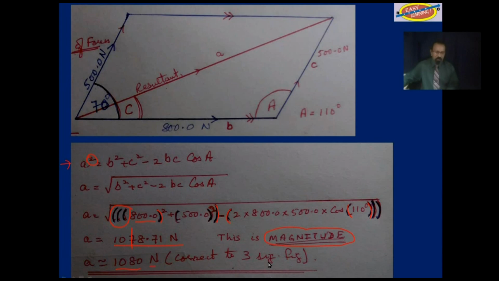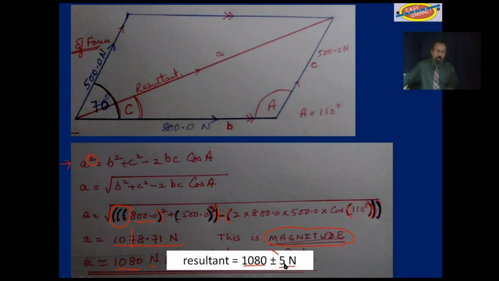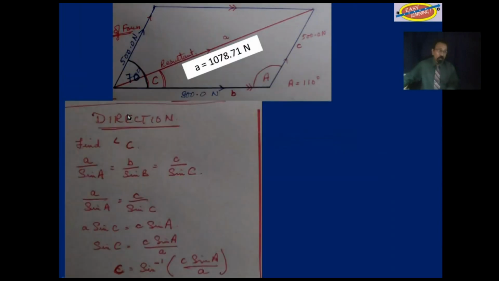Correct to 3 significant figures. The magnitude of the resultant is 1080 plus or minus 5 newtons, because remember we are rounding off at the tens position. That's the magnitude. But we also need to find this angle here. So now we want to find angle C.